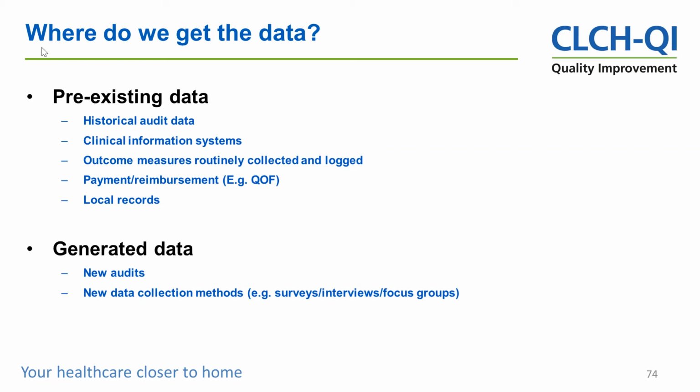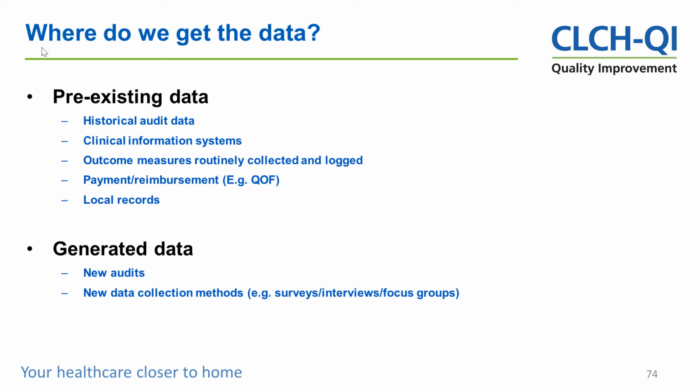Pre-existing data really refers to data that's already existing in the organisation or already routinely collected. So you've got historical audit data. For example, if I'm looking to do an improvement project on the rate of falls, it may be that there is a bedside audit done once a month, and that has been going on for 2-3 years. That's a good amount of information, a great resource that can inform either the data we collect or we actually use this data within our improvement work.